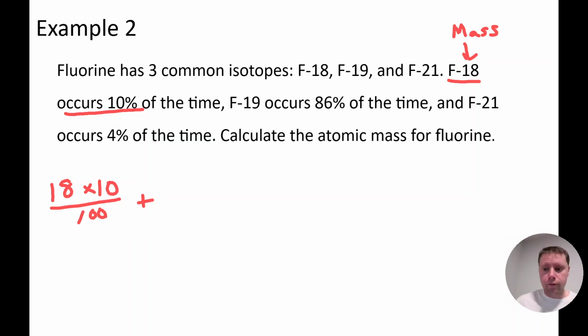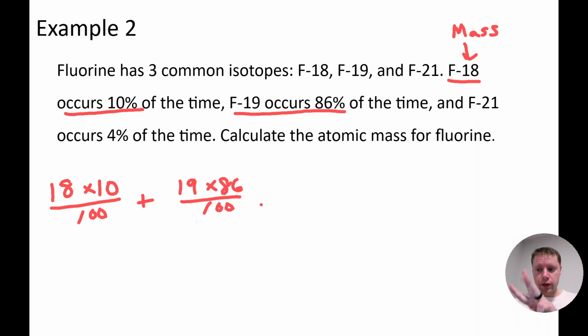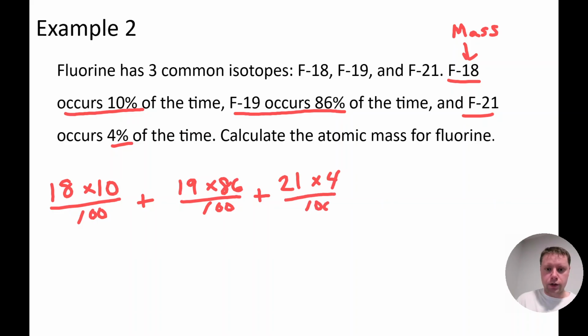Okay, first isotope done. But again, at the beginning, they told you there's going to be 3. So we already did 1. We got 2 more to go. Next one, we have F19, which is 86. So we do 19 times 86, and then we divide that whole thing by 100 as well. 2 isotopes down, we got 1 more to go. So we add 1 more time. So now we got this 21, which is 4%. 21 times 4, and then we divide that by 100. Equals, and that should give us the right answer.